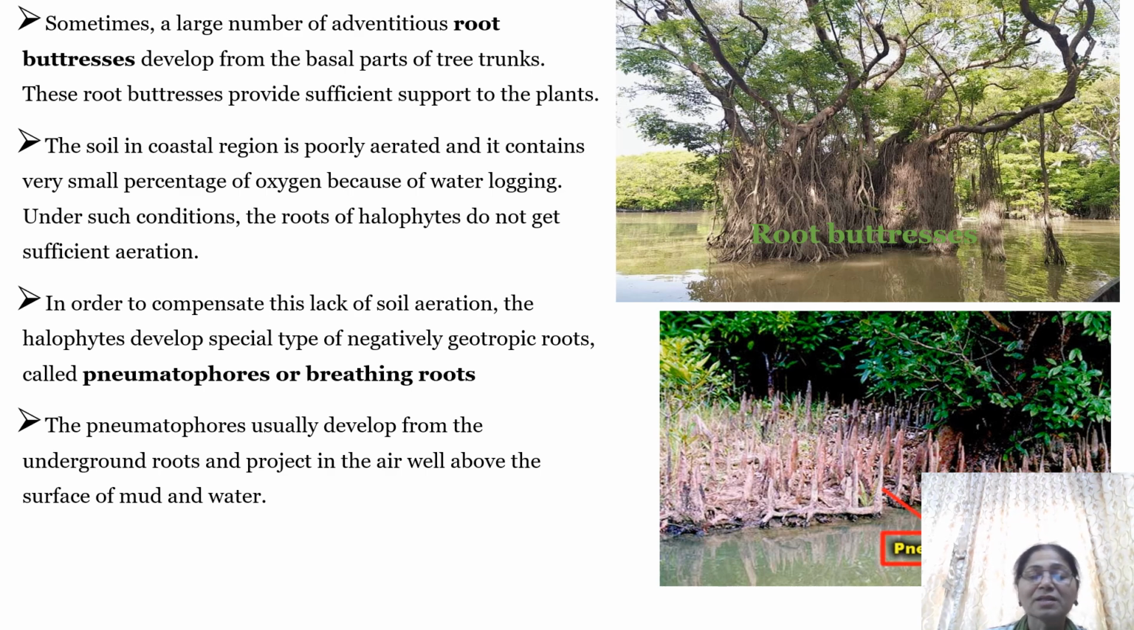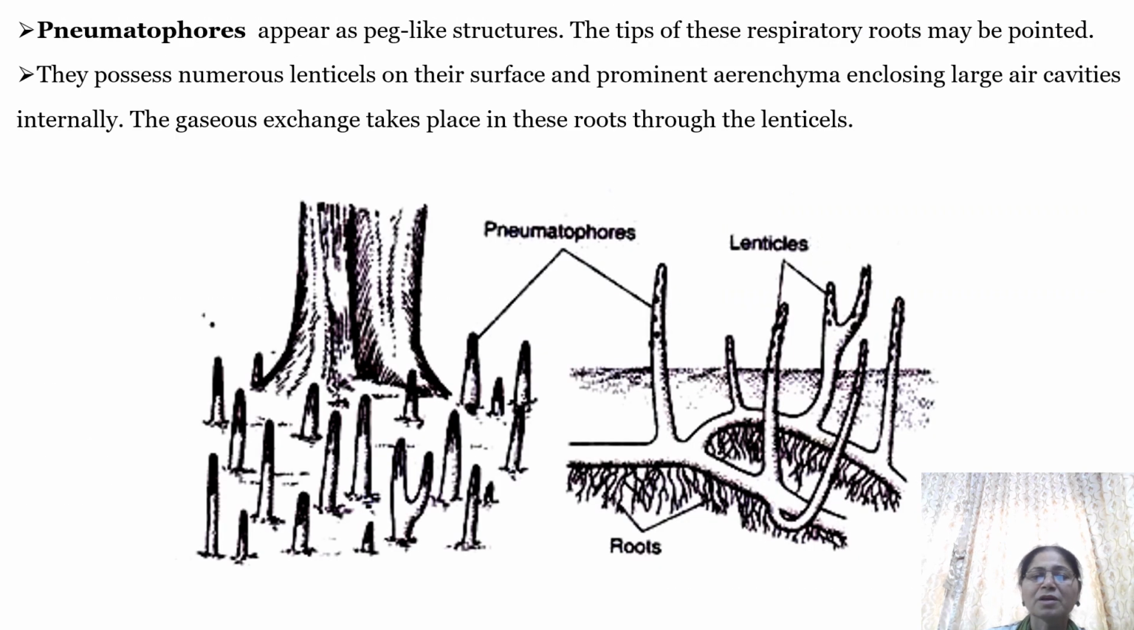Next, the next slide will show you the enlarged image of the pneumatophore. Here you can see the vertically growing aerial roots growing out of the soil. These roots are called pneumatophores. Now, how do the plants breathe with the help of the pneumatophores?